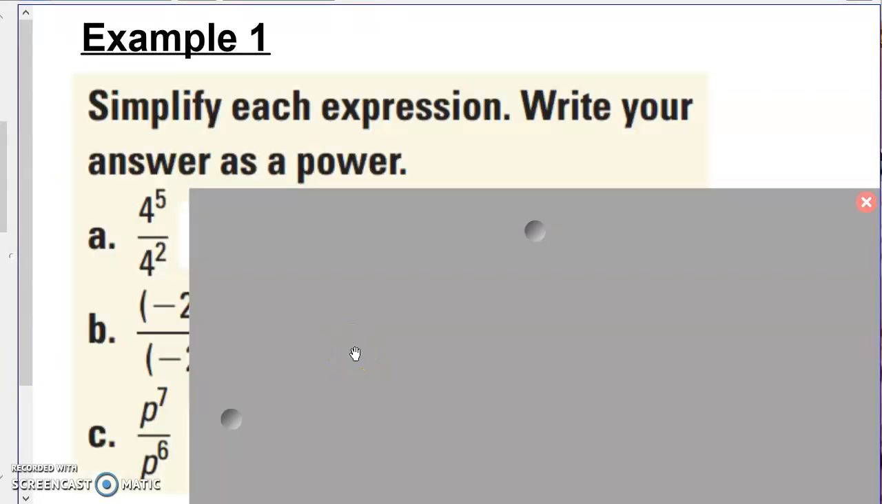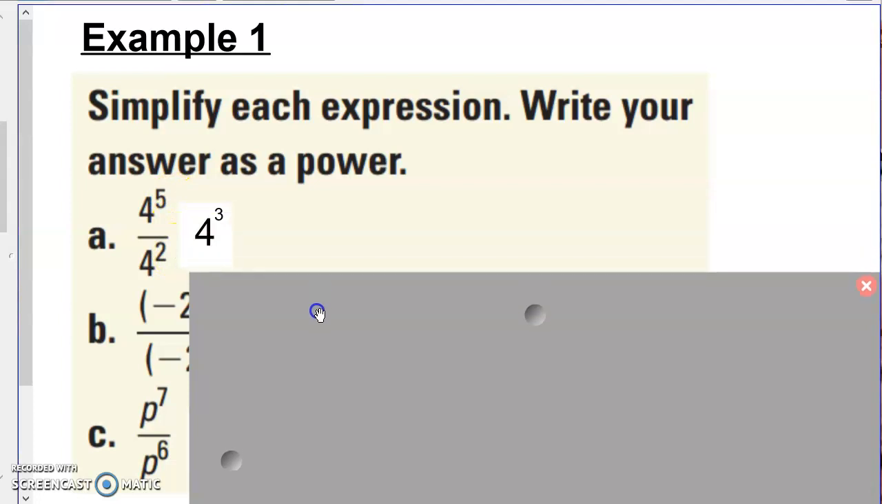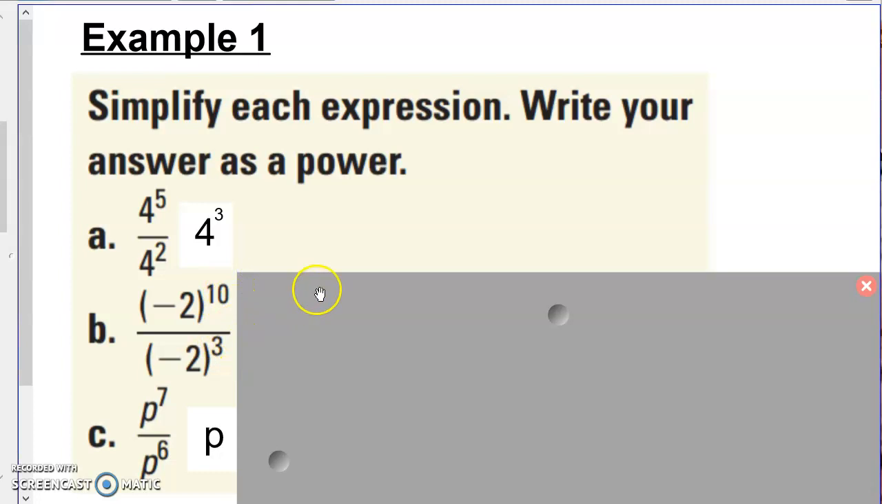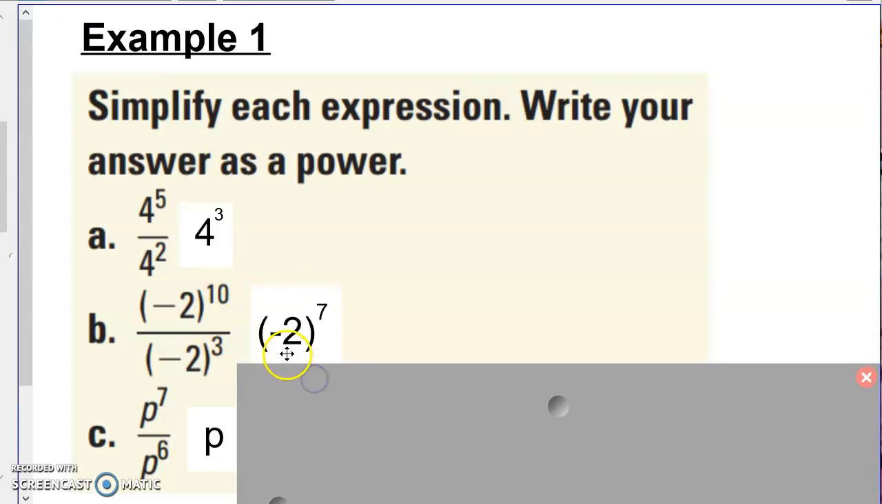Looking at the first example here, it says simplify each expression, write your answer as a power. So 4 to the 5th divided by 4 to the 2nd, they have the same base, so I'm going to subtract 5 minus 2, and that of course gives me 4 to the 3rd power. The second example says negative 2 to the 10th divided by negative 2 to the 3rd. I'm going to subtract 10 and 3, and that's going to leave me with negative 2 to the 7th power. Now remember, the negative 2 is in parentheses, so you should keep it in parentheses for your answer, because if it wasn't in parentheses, you might end up with a different answer.